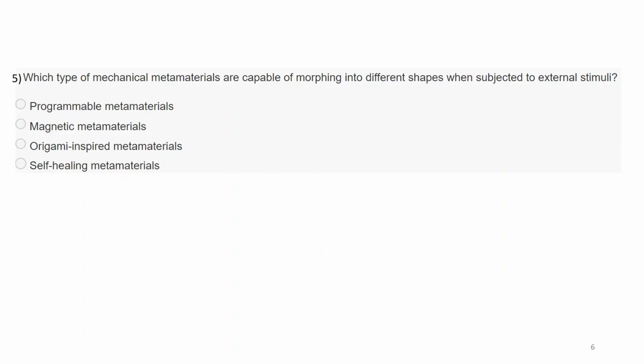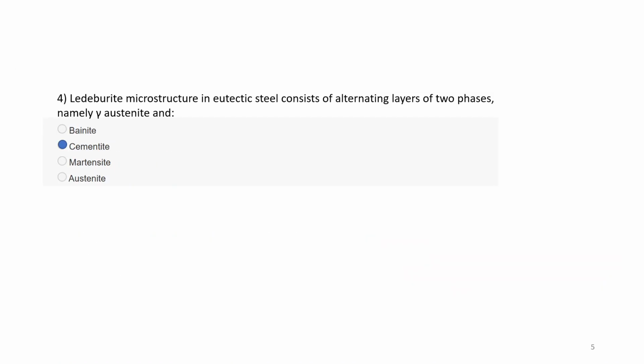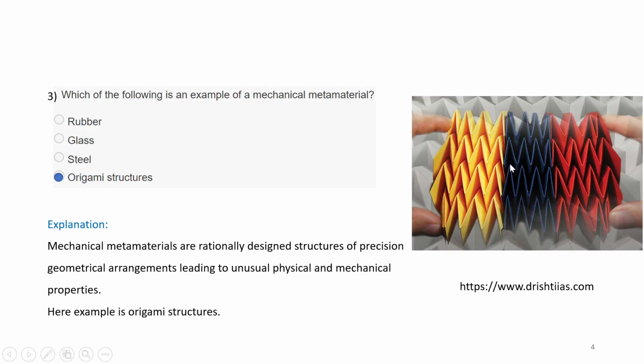Let me check. These are human-made materials with properties that are not found in natural materials. Like the 3D type of structure that I showed earlier, it is a lattice structure arrangement or multi-lattice structure arrangement. It's like at the atomic level as well, and it can be at other levels as well.